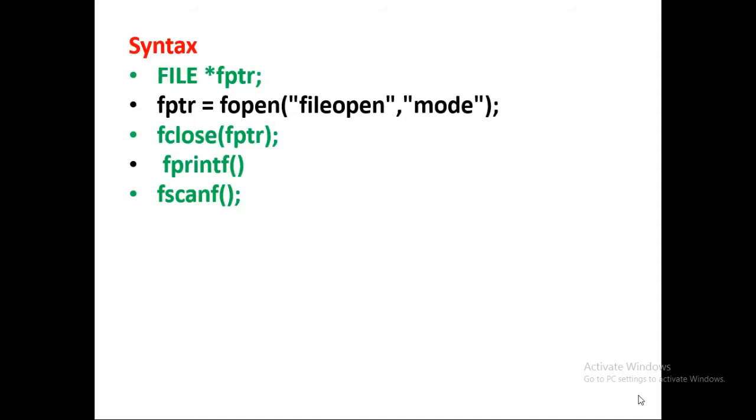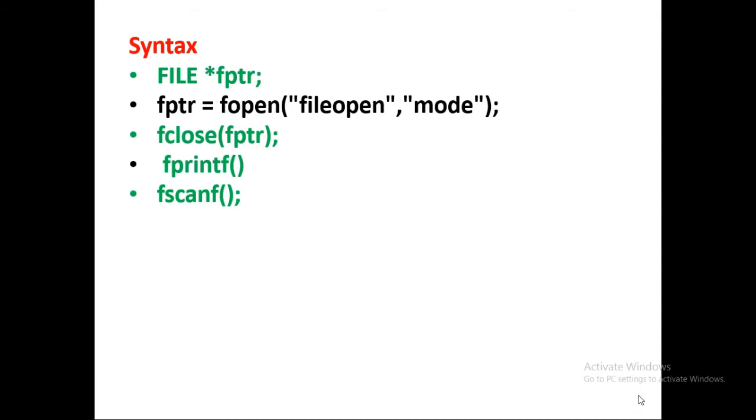And then the syntax we are using here: FILE star fptr. fptr is nothing but a pointer name. You can put any name here. FILE star, the asterisk symbol, fptr. fptr is equal to fopen, and in double quotes in between, the file to open. I will explain the mode and the file open and other things. fclose, and then fprintf and fscanf.